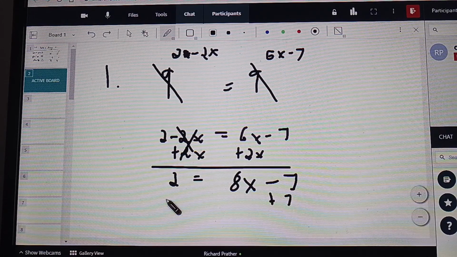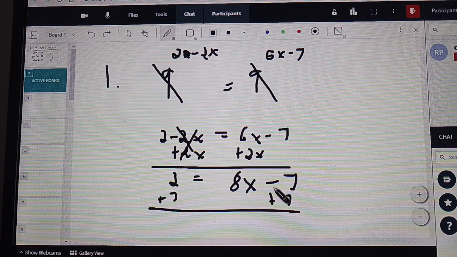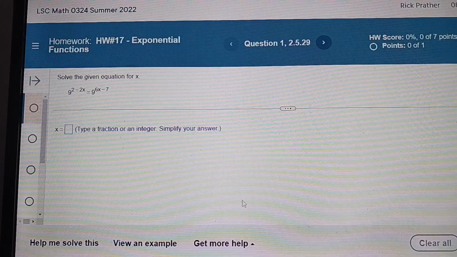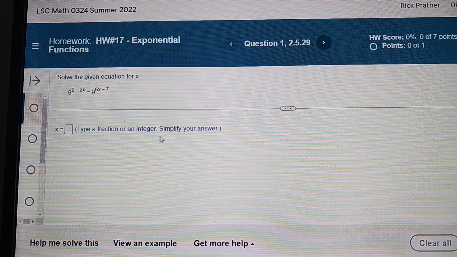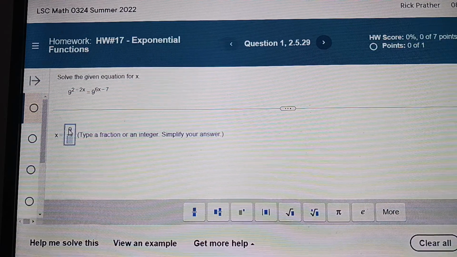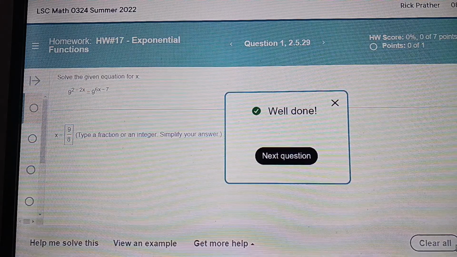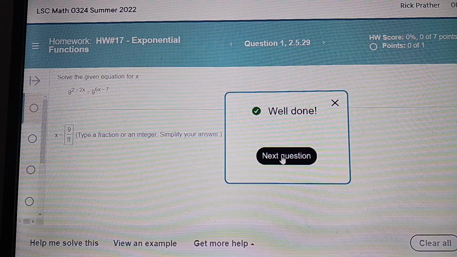Add 7. And again, these may or may not come out exactly. That's okay. Divide by 8. 9 doesn't divide by 8, but we'll just leave it like that, 9 over 8. Type a fraction or an integer, simplify your answer. So 9 over 8 doesn't simplify, but that is a fraction. And they'll do that sometimes just to make sure you don't guess and check the answer. Nobody would ever guess 9 divided by 8.